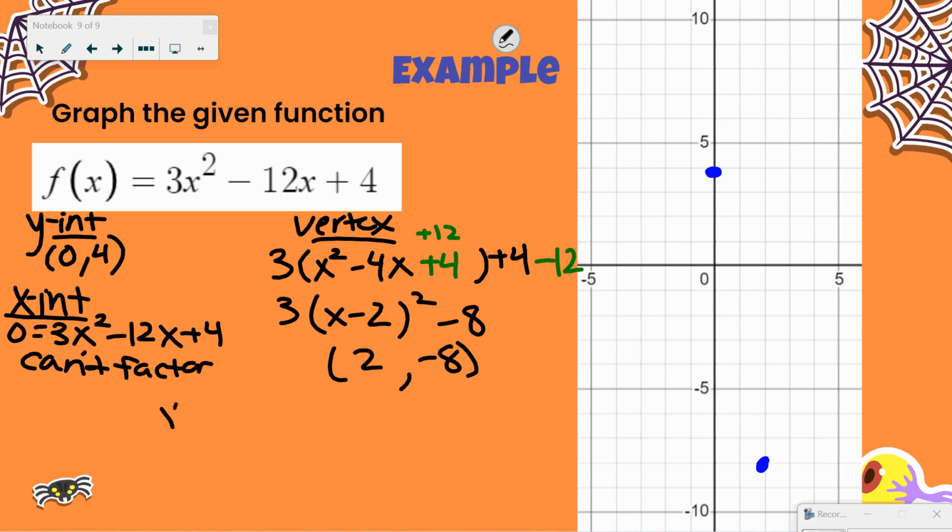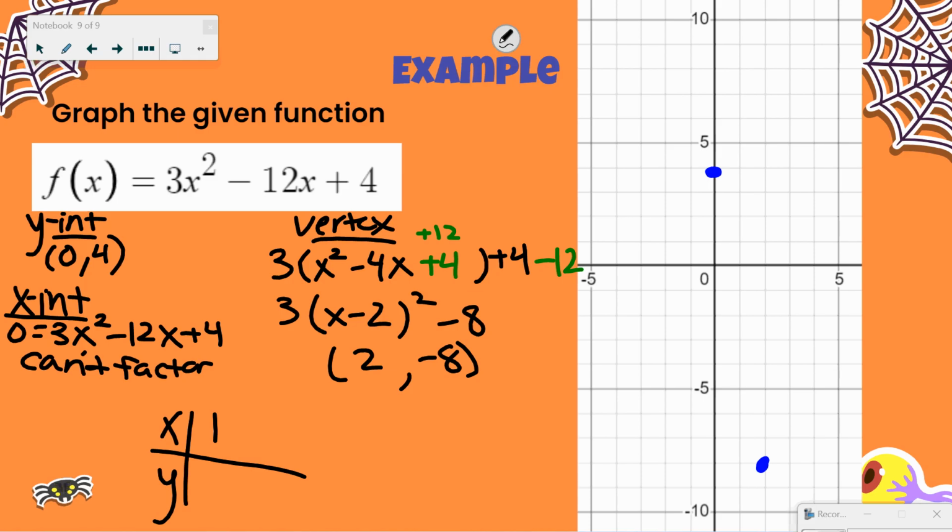Awesome. What's a good x value I would probably want to plug in? I'm looking at what I have on my graph. I got 0, I got 2. Let's figure out in between, so what would I plug in? Great. Let's plug in 1. So I have 3 times 1 minus 12 times 1 plus 4. That'll give us an output of what value?